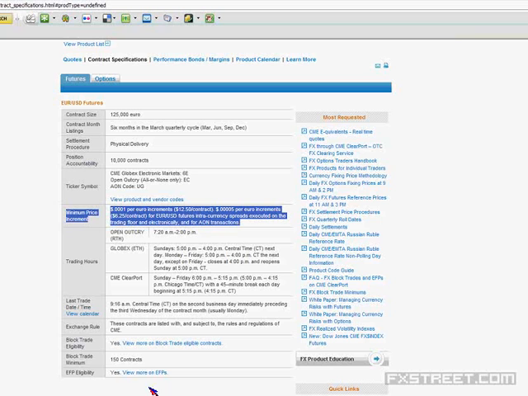This open outcry thing below it, there's still a pit session at the Chicago Mercantile Exchange. You still have a euro pit, but there's not a lot of activity in there, so I wouldn't worry about that. I wouldn't focus on that. Below that is the Globex, so you can see all the times in there. This market does not close too often, all right? Those are pretty much the very important things.